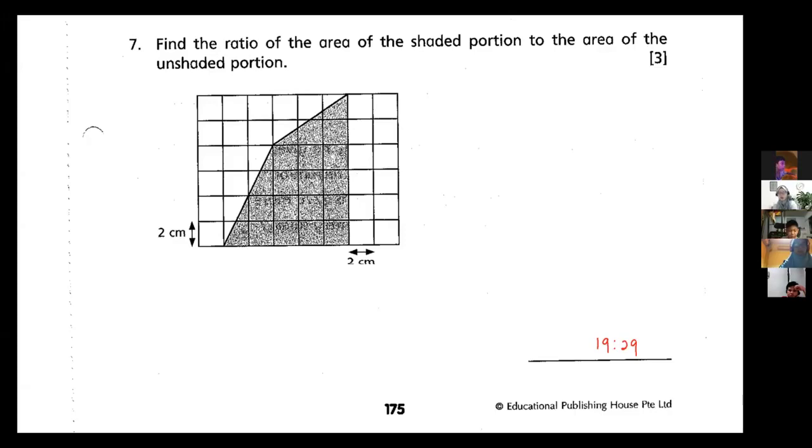Find the ratio of the area of the shaded portion to the area of the unshaded portion. So we want a ratio, means shaded is to unshaded. Okay, and you need to find the area of them. The area.